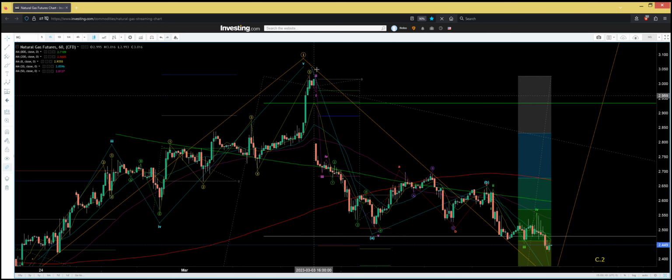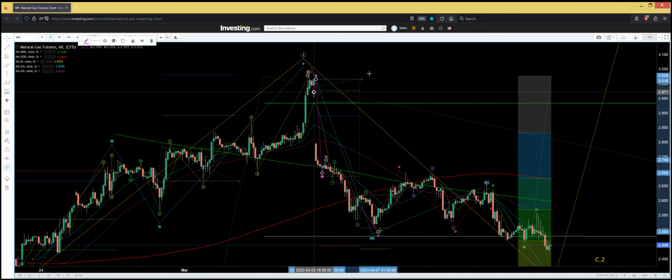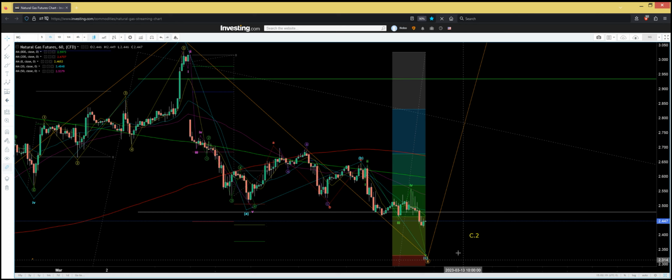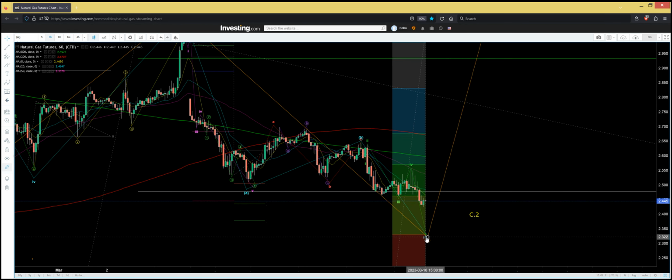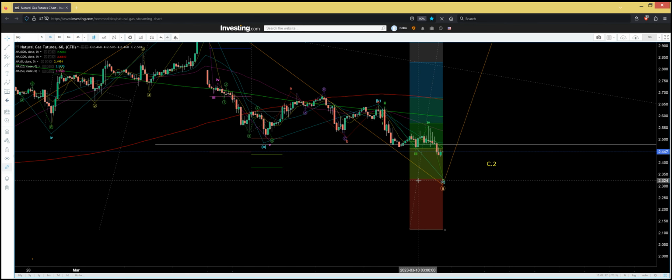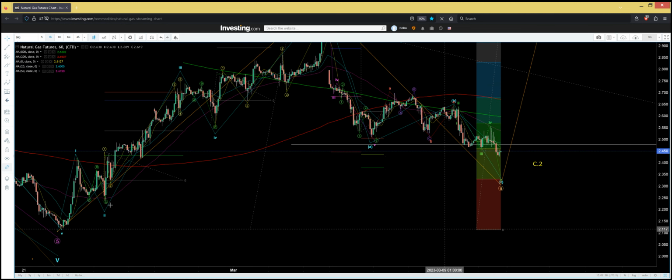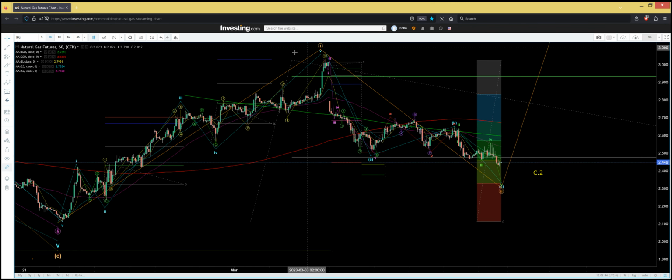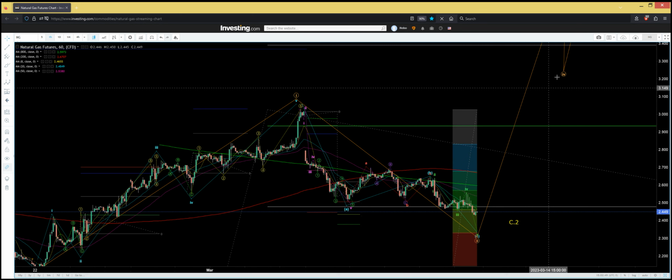Okay, so as we go down, A, B, C. So A, B, C, we just went over that, and I don't believe C of this blue over here is complete. I think we're going to end up going down to this 2.33 area here, and that's 100% of wave 1. So I don't think we're going to be going below this. If it is, then this would be A, this would be B, and then we should look for another C terminating up here.